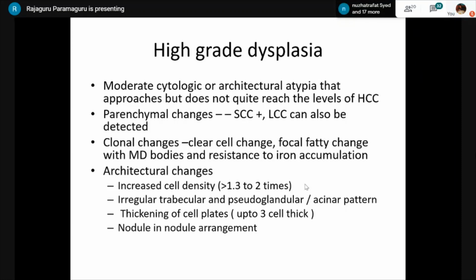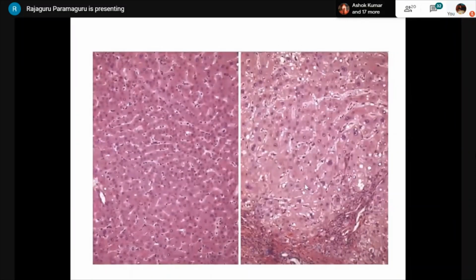But here, in high-grade dysplasia, there will be more of a small cell change, more pseudoglandular formation, and fewer portal tracts, which I told you, with more unpaired arteries compared to that of low-grade dysplasia. So these are the features we will have to consider for a high-grade dysplasia. So it's a comparison with a low-grade dysplasia.